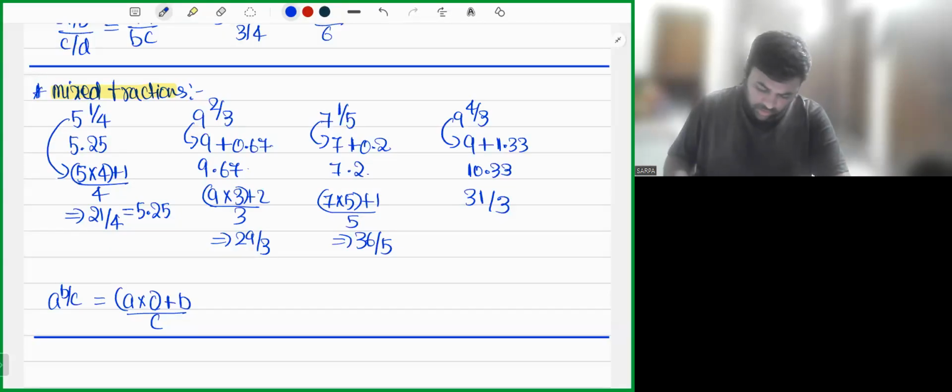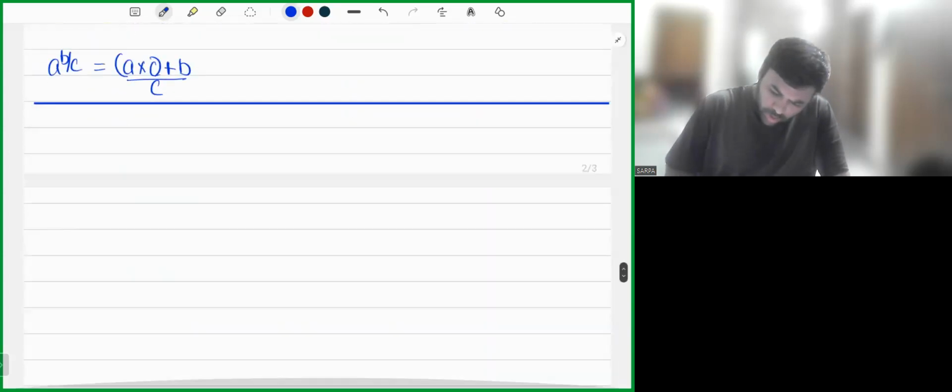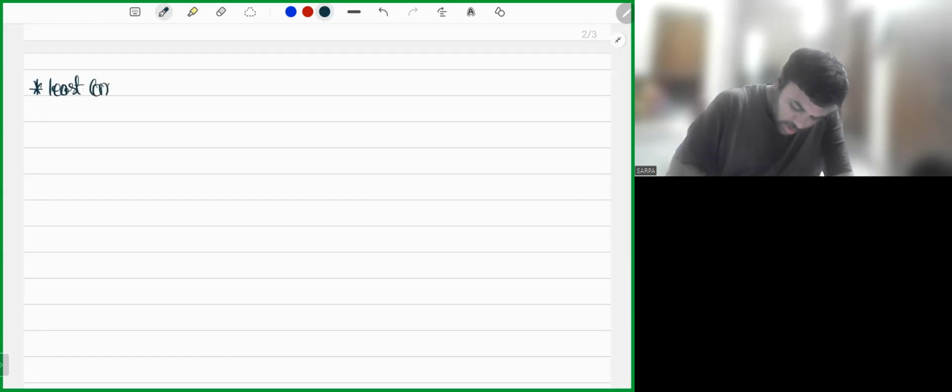So let's continue, my dear friends. Now, before proceeding further regarding the concept of fractions, let me teach you one very important concept. That is LCM, least common multiple. Now, what do you mean by least common multiple, and why do you use this?